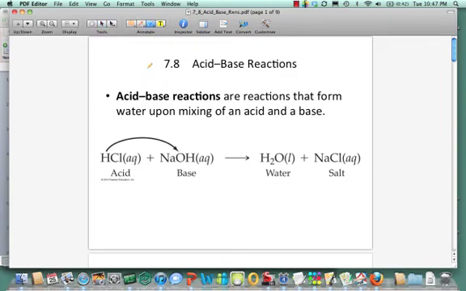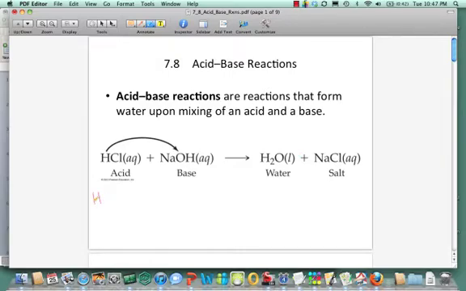Acid-base reactions. Acid-base reactions are reactions that form water upon mixing of an acid and a base. For example, if we have the strong acid hydrochloric acid and we mix it with sodium hydroxide, we end up getting water and sodium chloride. You might ask, how is that?